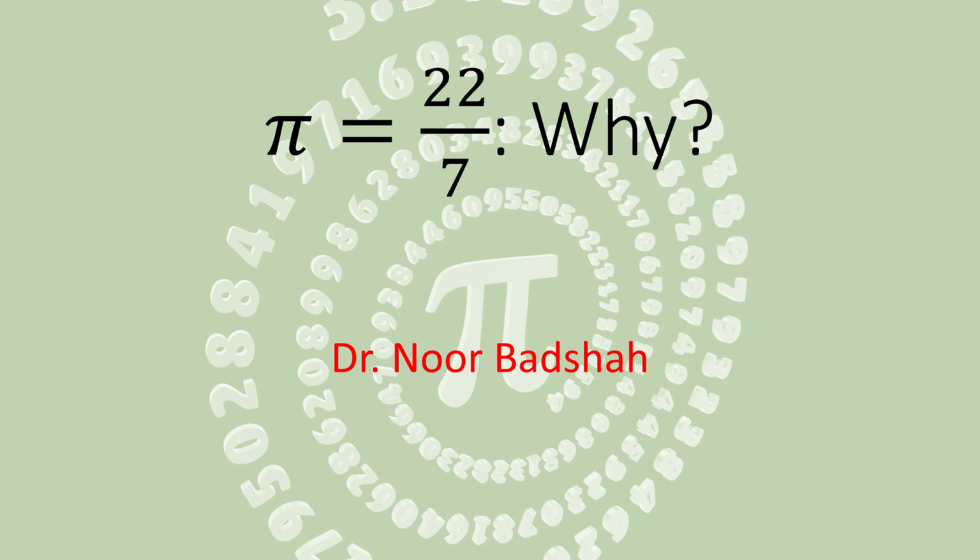Hello everybody. Everybody knows that pi is equal to 22 by 7, but pi is an irrational number, so how could we write this irrational number as a rational number 22 by 7? I'm going to tell you how we convert pi into 22 by 7 in this video.